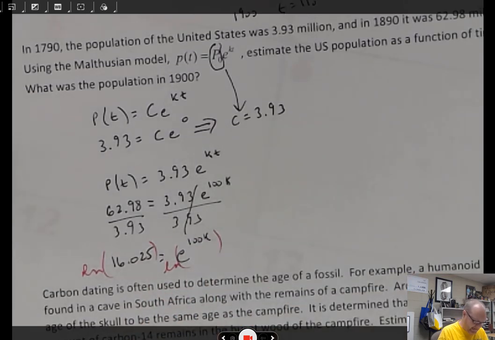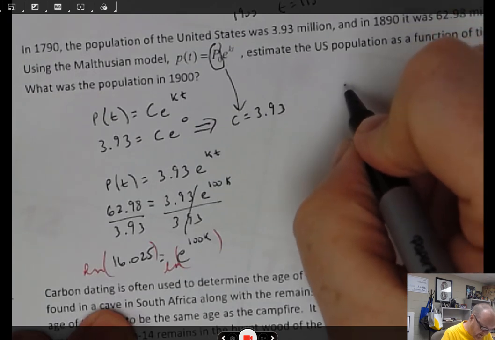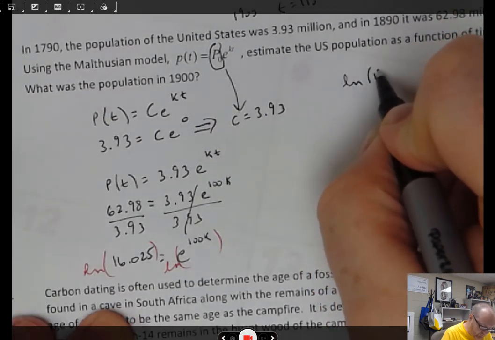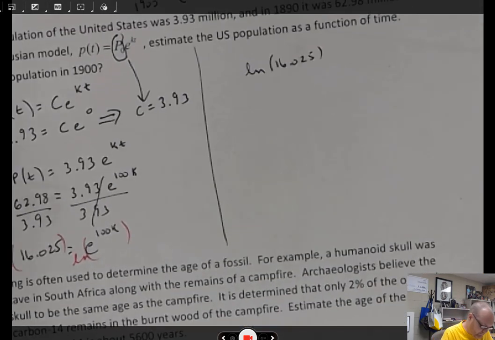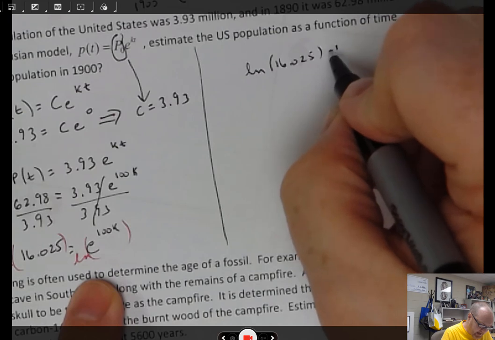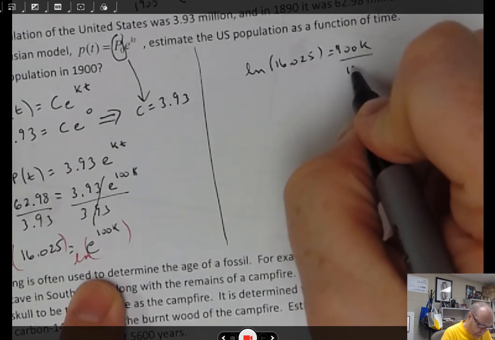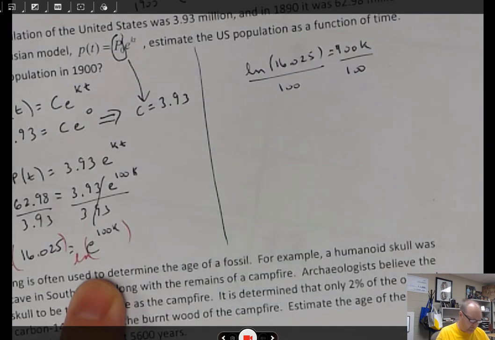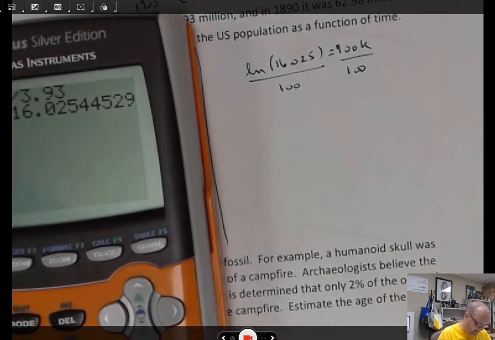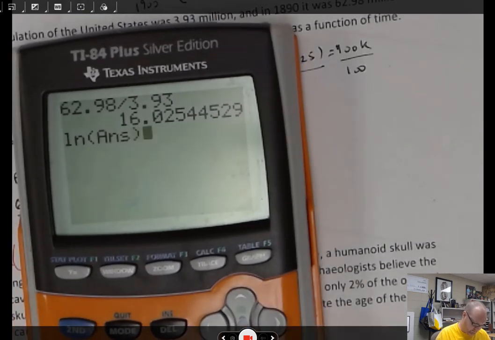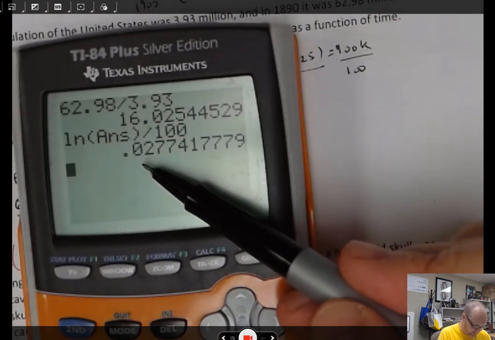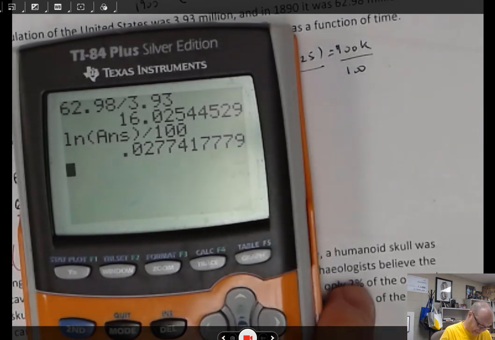So natural log and e cancel each other out. So I'm left with the natural log of 16.025 is equal to 100k. So I'll divide both sides by 100. So let's see, natural log. Maybe I'll just use that whole answer in my calculator, divided by 100. And let me use, I don't know, a couple of decimal places, maybe 0.0277.